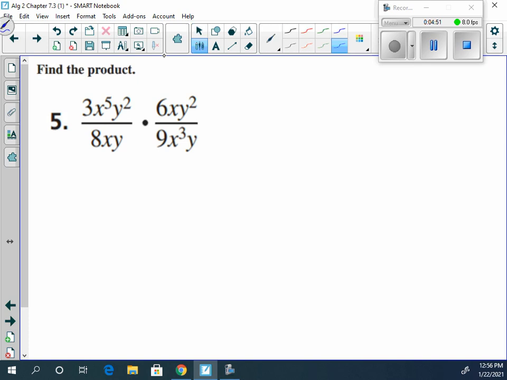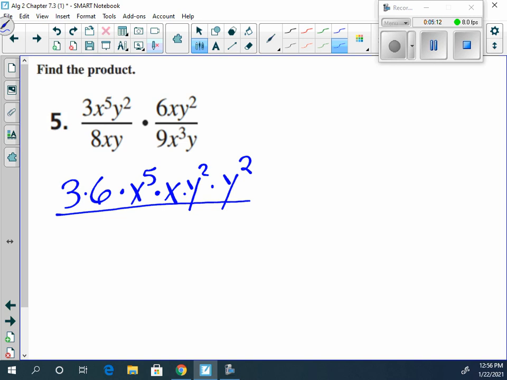So let's look at this one here. Again, when we multiply what's on top with what's on bottom, on top I'm going to rearrange it because we have 3 times 6. Those are our like terms. We'll have x to the fifth times x times y squared times y squared. On bottom, we'll have 8 times 9. We'll have x times x cubed and y times y. We'll have our like terms being multiplied together.